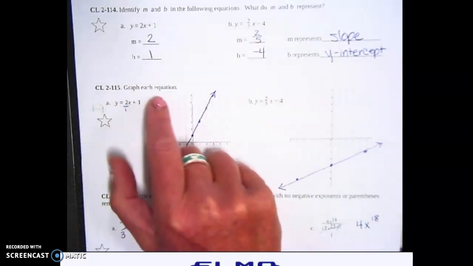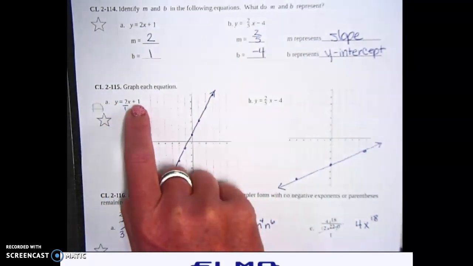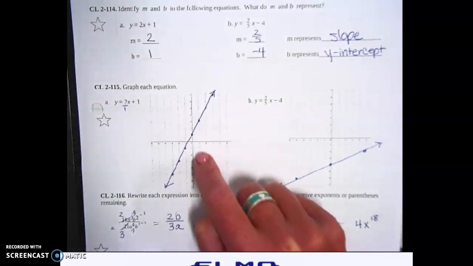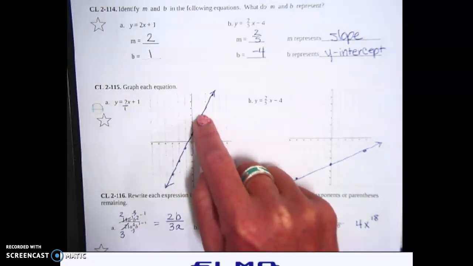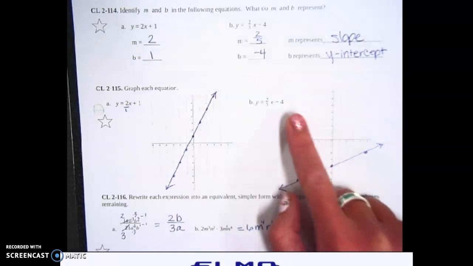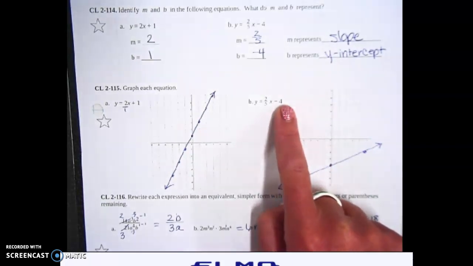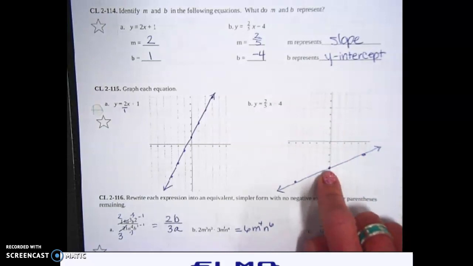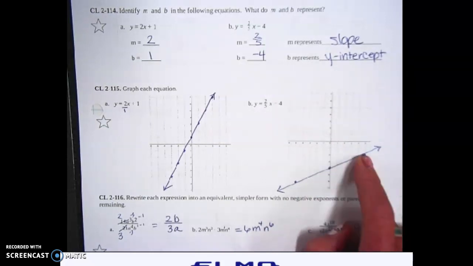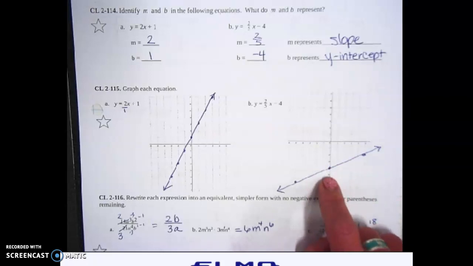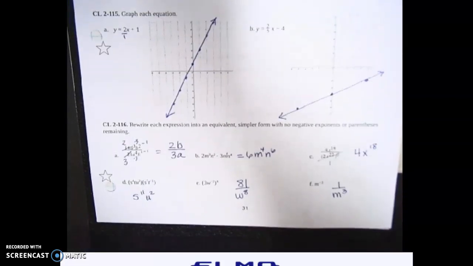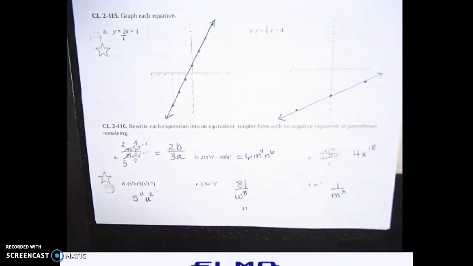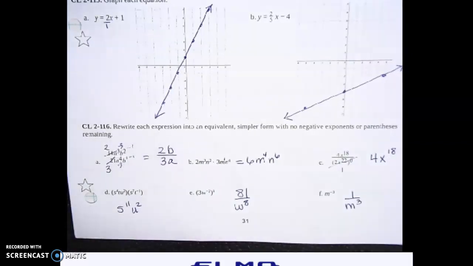Question 115, graph each equation. I looked in the b position for the y-intercept. I put a point at +1. The slope is 2 over 1, so I went up 2 over 1, up 2 over 1, drew my line. Part B has a y-intercept of -4, so I counted down 4, put a point. The slope is 2/5, so I went up 2 over 5. Then I went back to that original point, went down 2 and backwards 5, so I could make my line nice and straight.